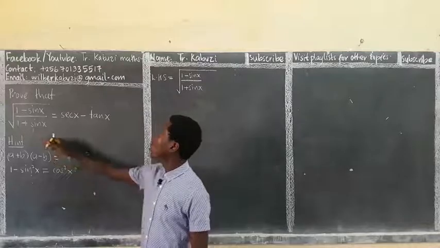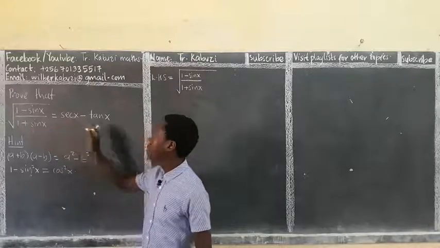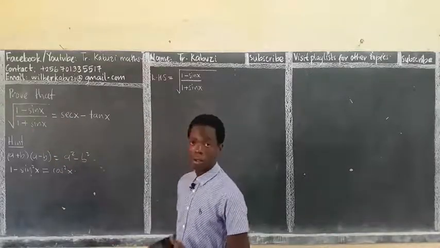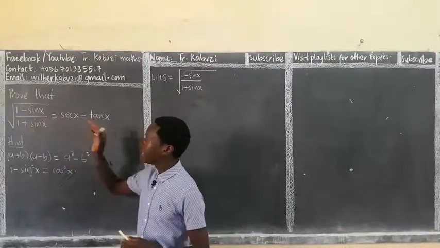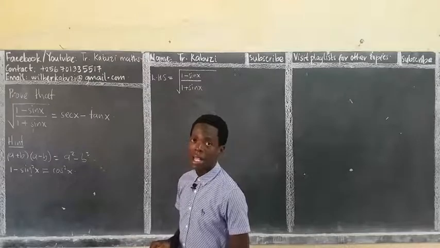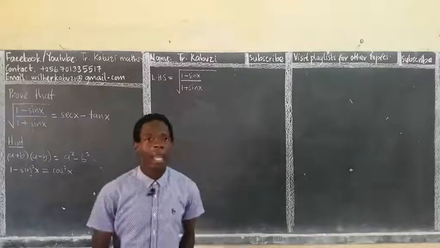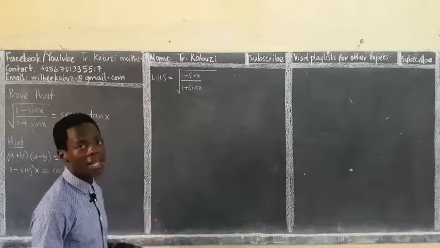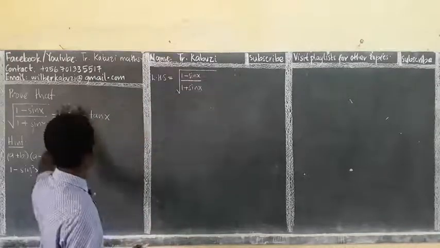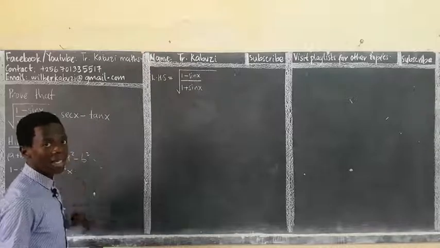Now I'm going to call this the left hand side and this the right hand side. So what we are going to do is make sure that we prove that the left hand side is equal to the right hand side, as you are going to see. Now if I start with this one, it is called my left hand side. So I want to show that it's equal to the right hand side, which is this, of course.